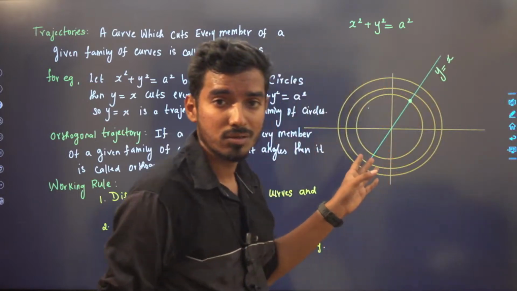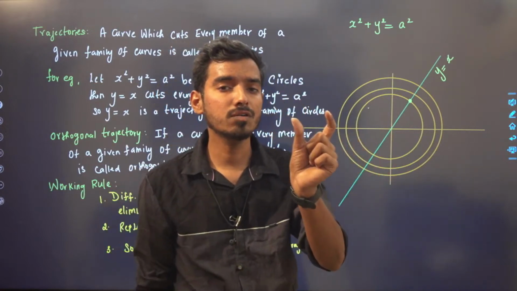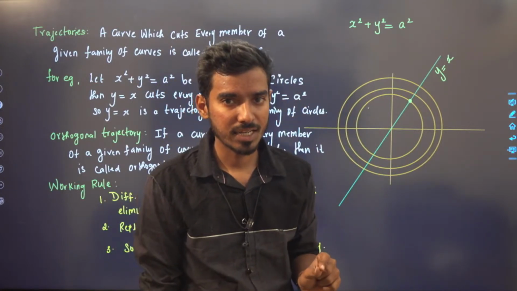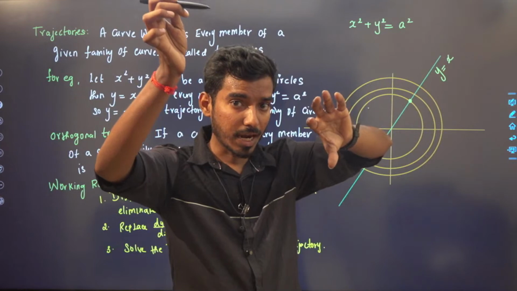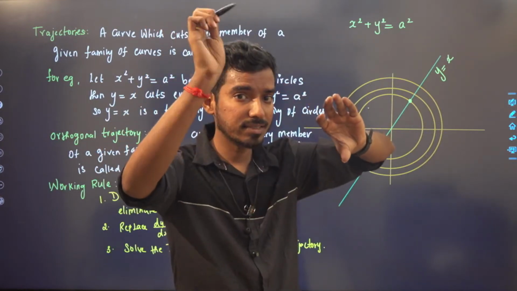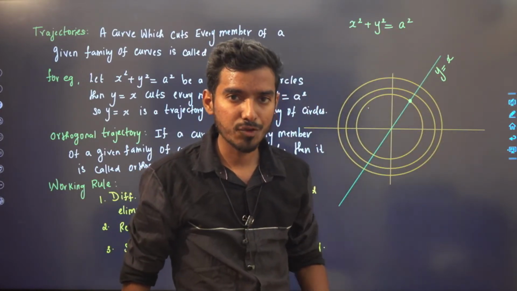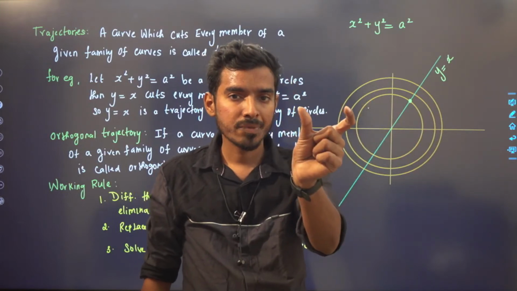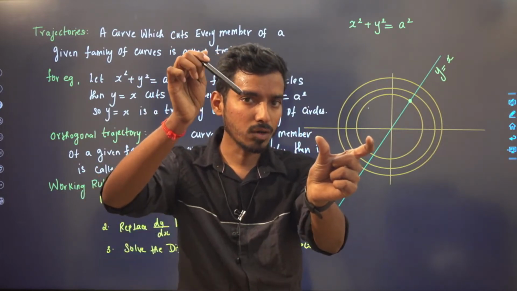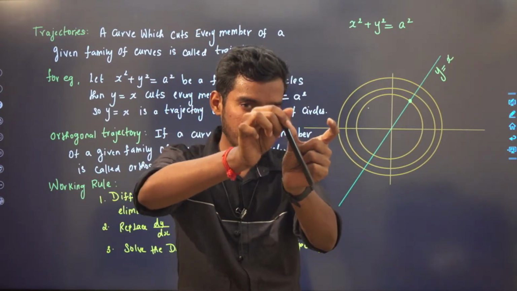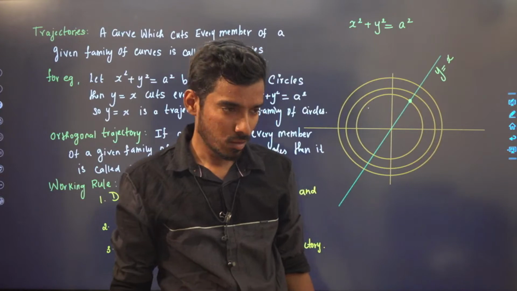In the exam, what they will give is a family of curves, and you have to find the orthogonal trajectory. That means you have to find a curve that cuts every member in the family, as well as cuts at right angles to every member. Very simple. So in the exam, they will give a family of curves. You have to find the orthogonal trajectory. That means you need to find one curve that has to cut every member in the family of curves, as well as cut at right angles. Very simple, right?